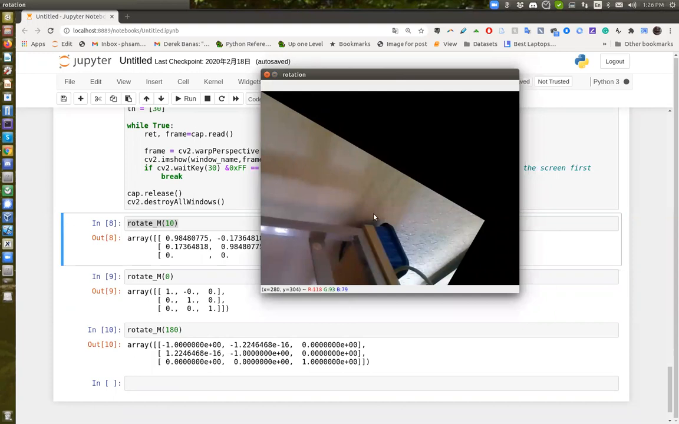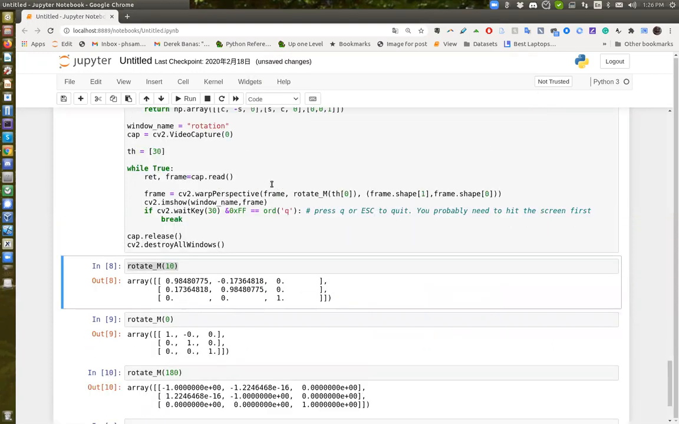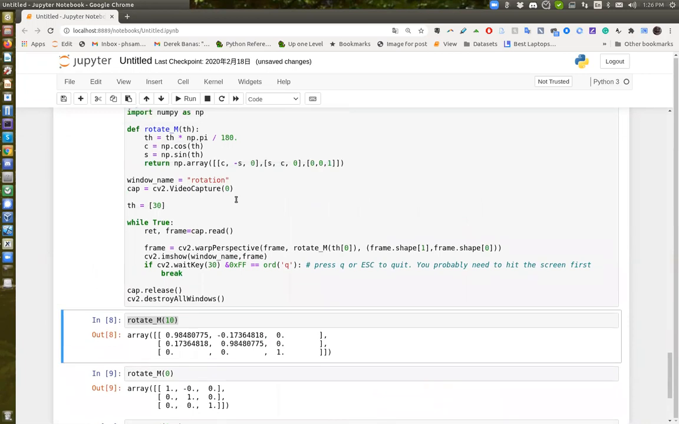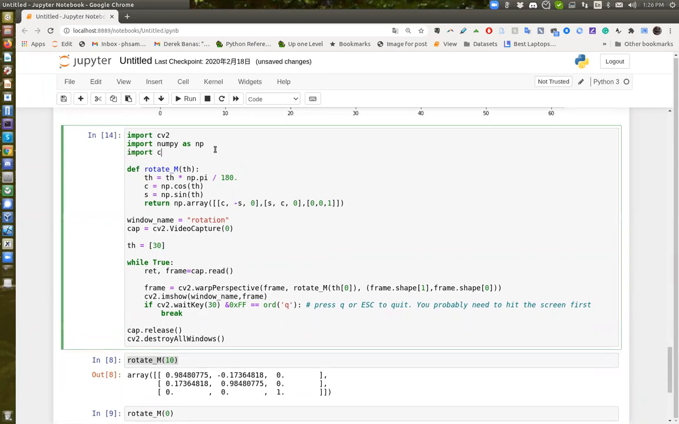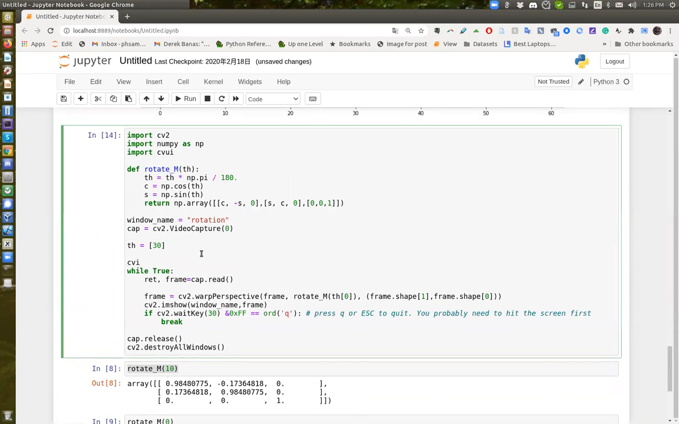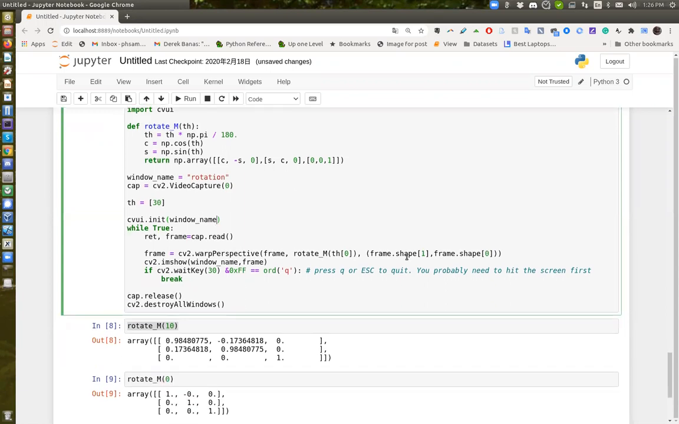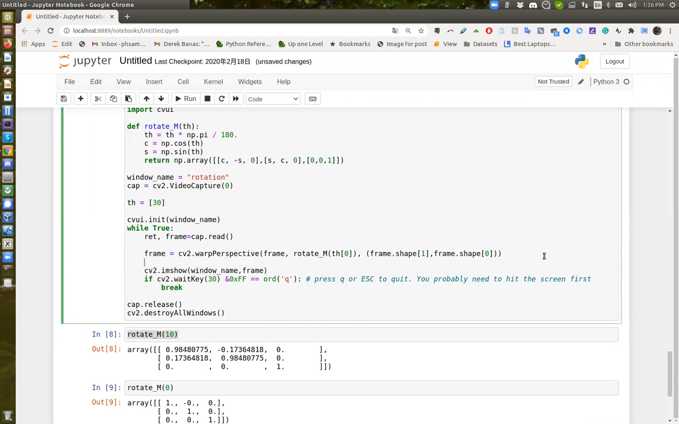And now let's do the cvui first. This is very nice, very simple. Of course I need to import cvui, and then I need to init it. Init the window name. So I will just init the window name. And then the only thing I need inside here is, okay, create a trackbar.